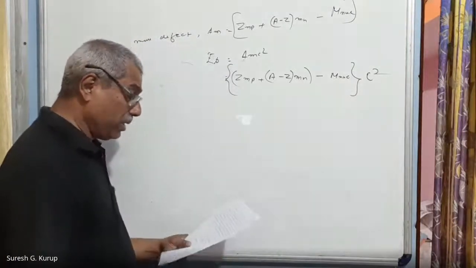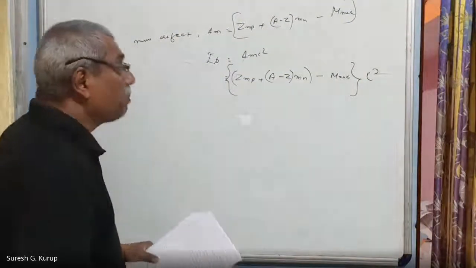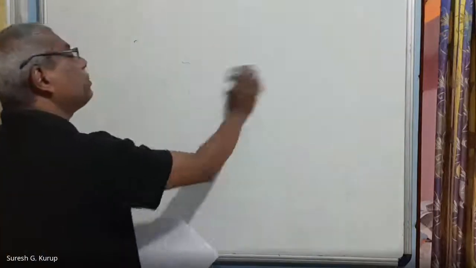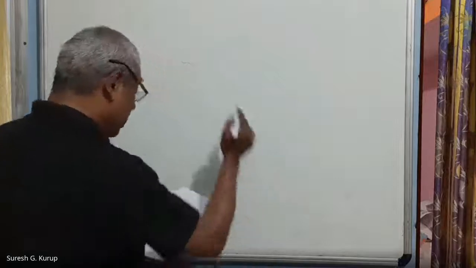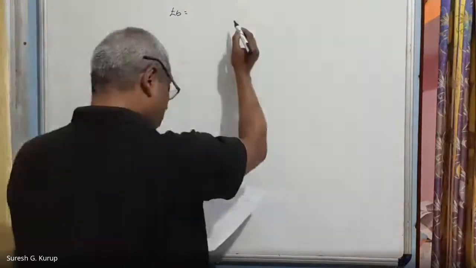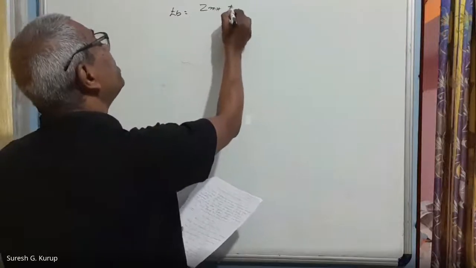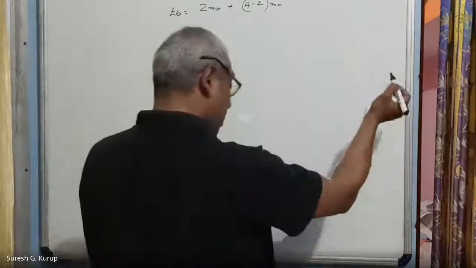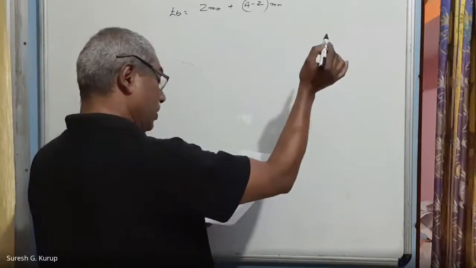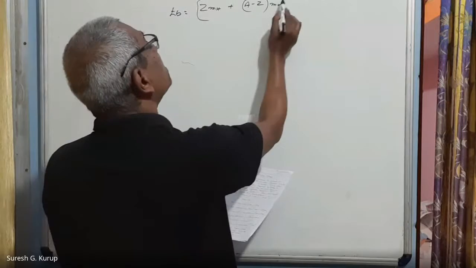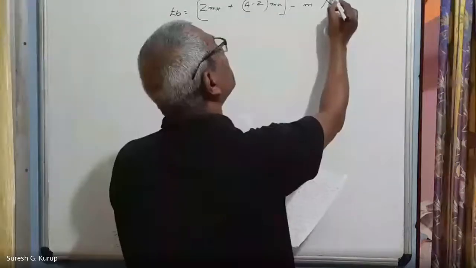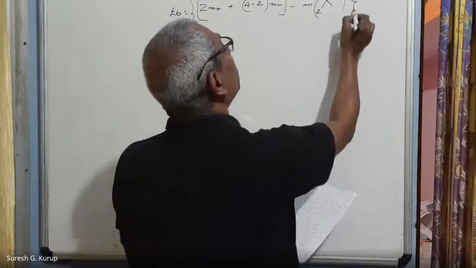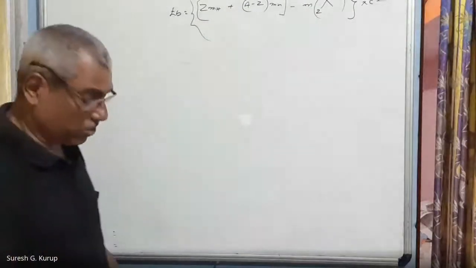So binding energy can also be written as EB is equal to ZMH plus (A minus Z) into Mn, minus M of the atom (A, Z), the whole into C square. This way also it can be expressed. Right?